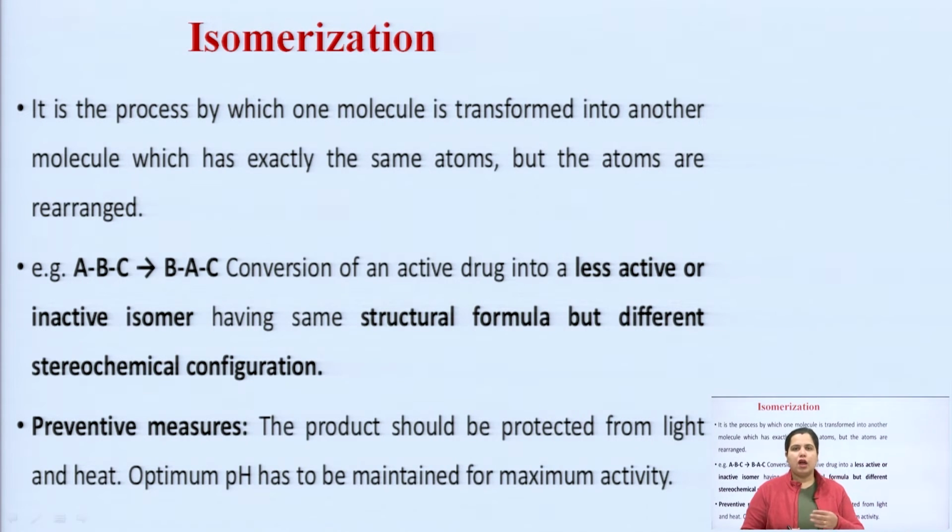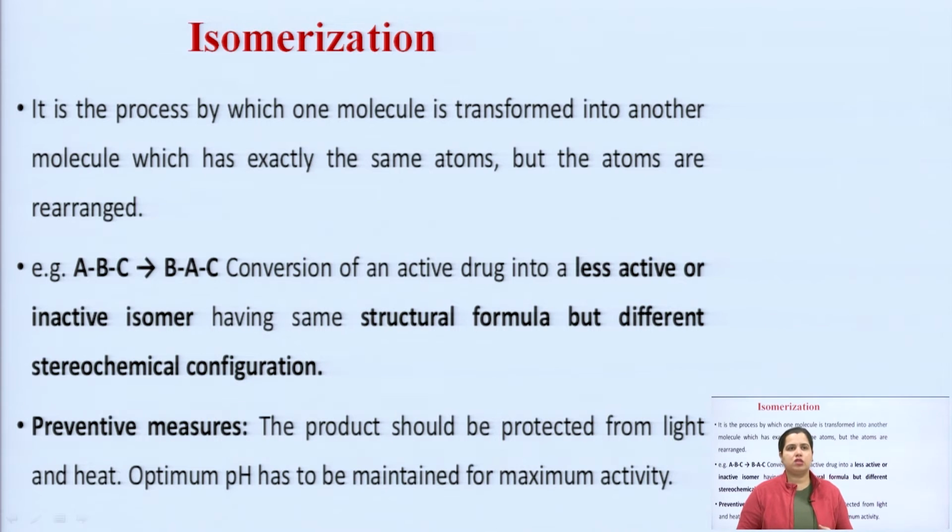So, generally when isomerization takes place, we can say that the drug is converted from its active form into an inactive form. It may be vice versa, of course. The structural formula is the same, but a different stereochemical configuration may affect the chemical nature of a drug product in the formulation, and it may become a less effective active pharmaceutical ingredient if isomerization takes place.